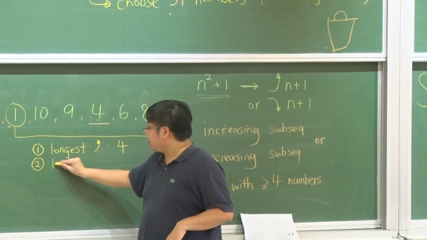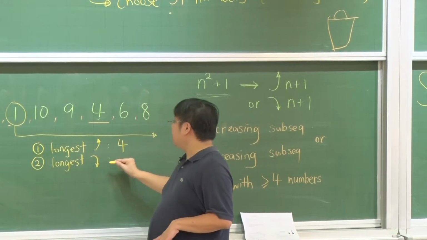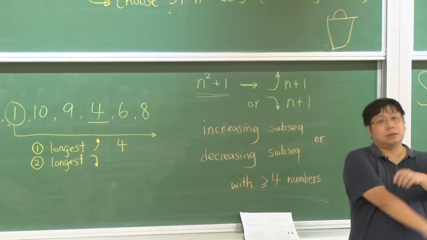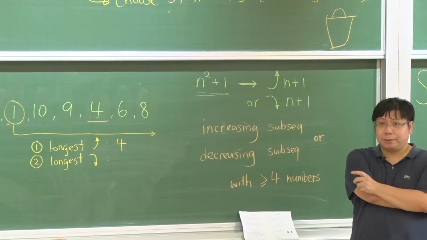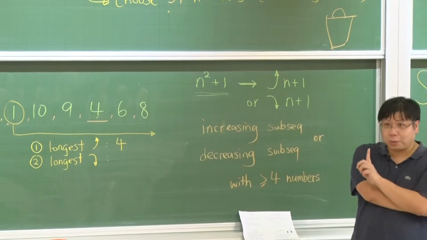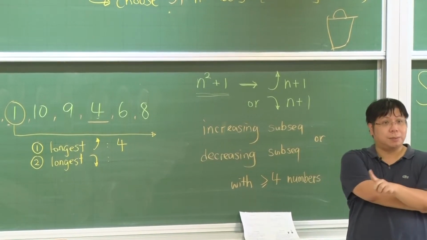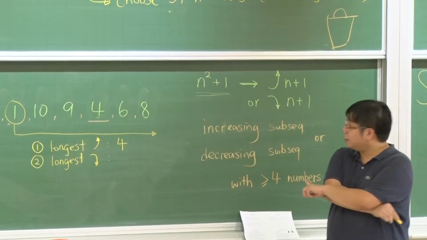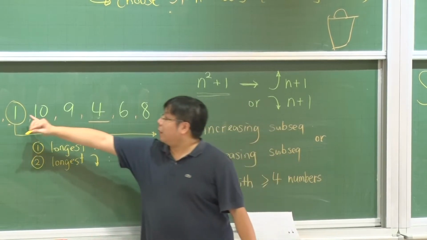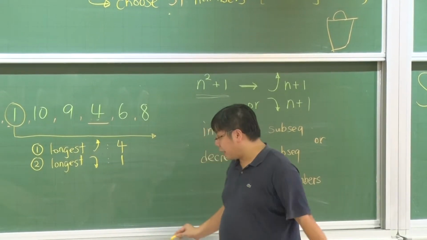How about the longest decreasing? The longest decreasing subsequence that begins with 1. You have to include this one. So what can it be? What is the length? The length is 1. 1 itself is 1. It is already the smallest number, so you cannot include any other number. So the longest decreasing is 1. Is that okay? So for 1, we get these two numbers. Okay? Let's do another one.